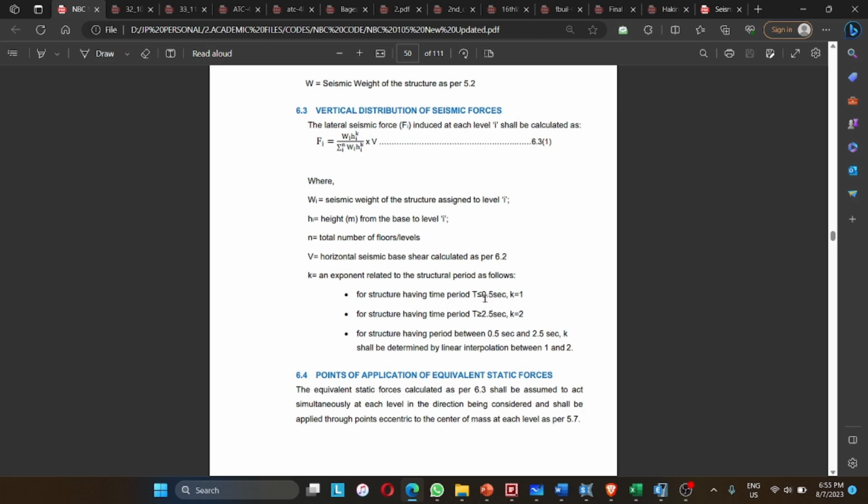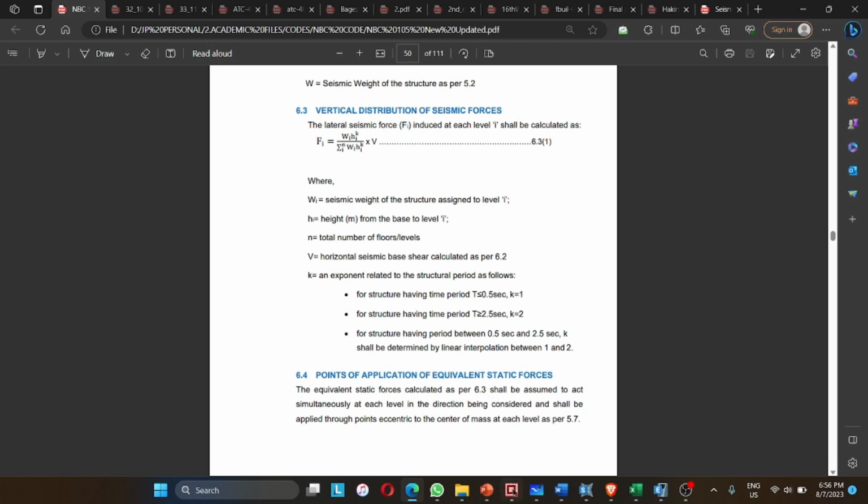conditions here. There are three conditions. If the time period of the structure is less than or equal to 0.5 seconds, k equals 1, then if it is greater than 2.5 seconds, k equals 2, and if the modal time period is between 0.5 seconds and 2.5 seconds, the value of k should be interpolated.